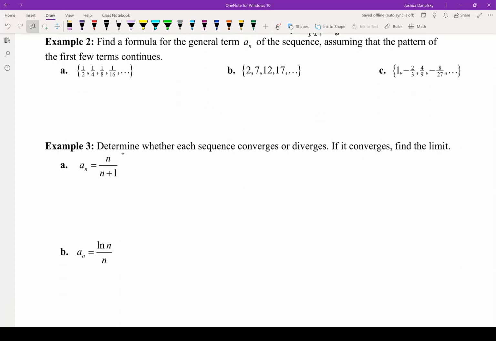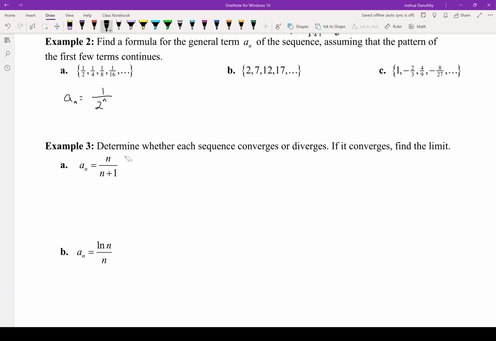Example 2: find a formula for the general term a sub n for each sequence, assuming that the pattern of the first few terms continues. So looking at the first one, we have 1's on top, so a sub n is going to equal 1 over, and on the bottom we have powers of 2. We have 2 to the first power here, 2 squared, 2 to the third, etc. So we get 2 to the n in the denominator.